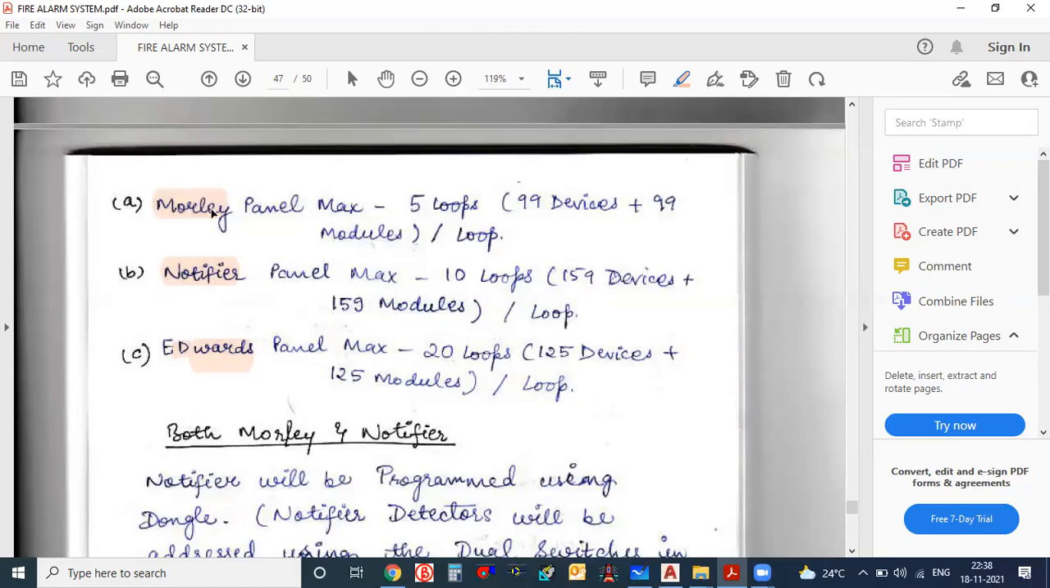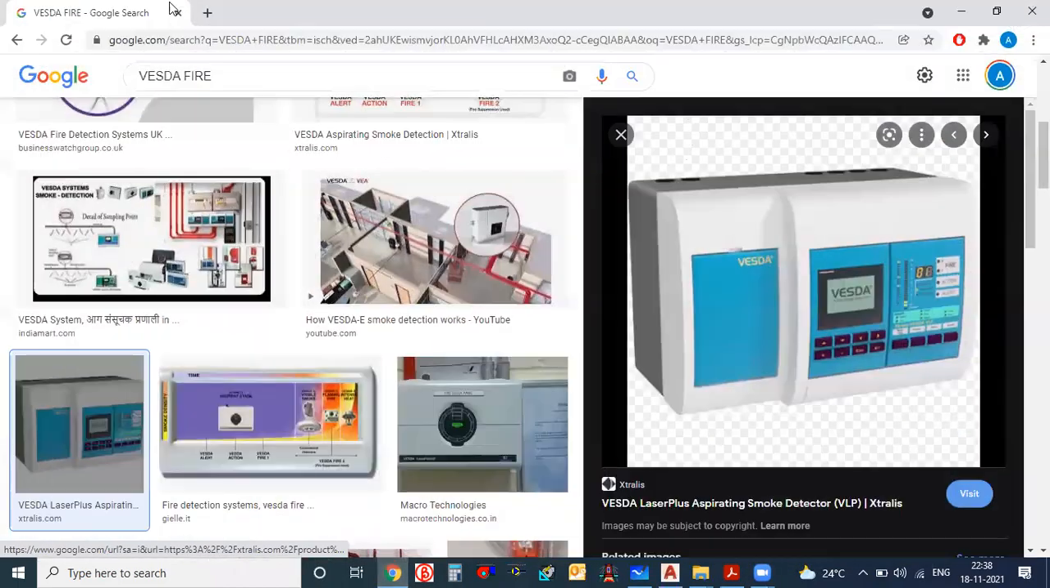So this is also a little bit budgetary only. Notifier is a little bit expensive, but it is the best quality. I think Notifier is from Johnson Controls. If you search here, just search.